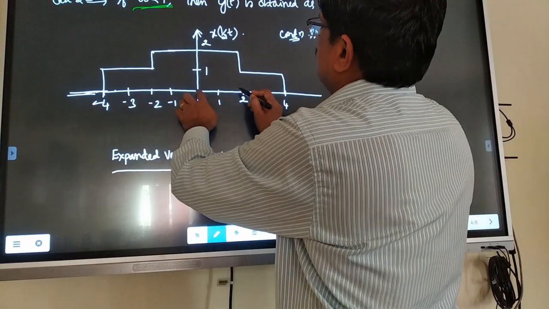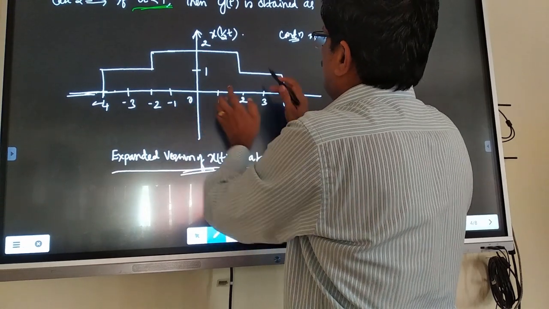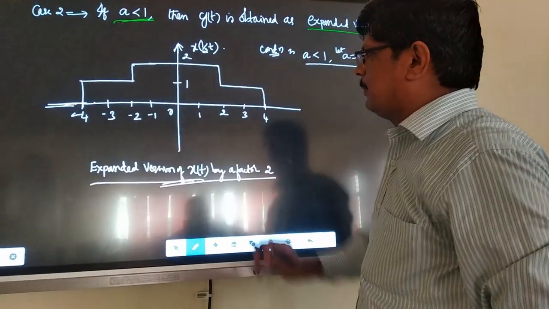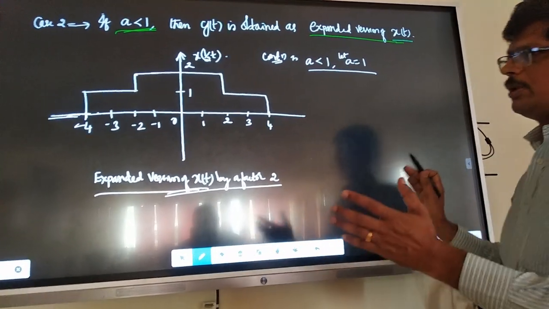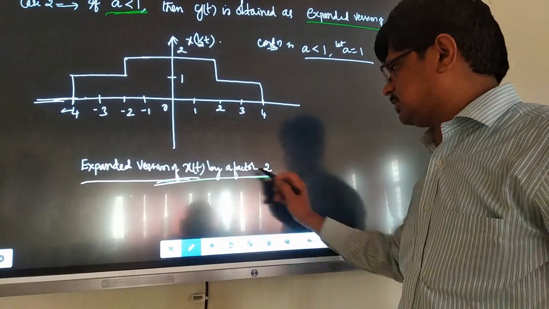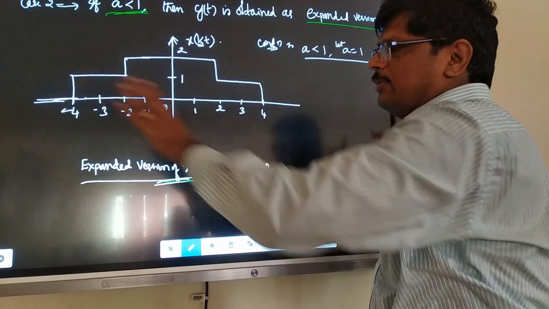Now see, from 0 to 2 you are getting 2 now. From 2 to 4 you are getting double, and you are getting the same amplitude. This is the compressions and expansions. Now these are the expanded versions of x of t by a factor of 2.